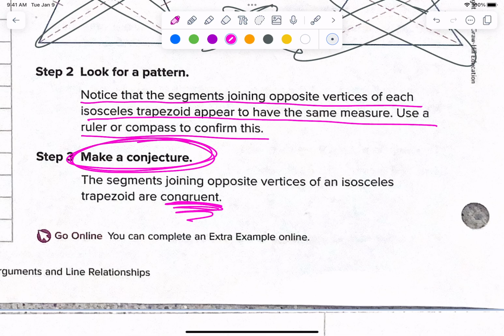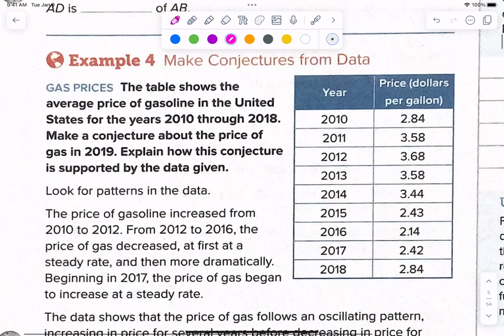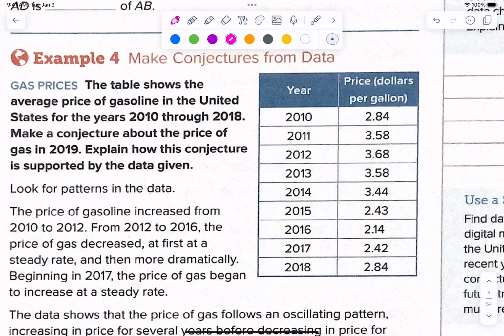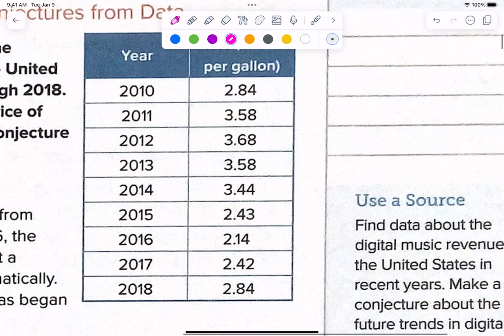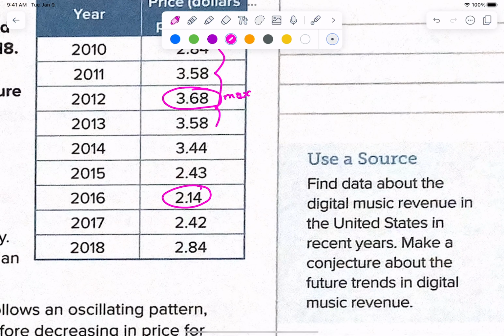Okay, questions about that? Let's move on to another conjecture. Example 4. The table shows the average price of gasoline in the U.S. from 2010 through 2018. This makes me so sad. It got up to $3.68 in 2012. Yikes. What happened then? I don't know what happened that year. Anyway, it went up, then it went up again, and then it went back down again. So at $3.68, this is like a maximum amount. Then it's going back down and down and down, and then it hit a minimum amount. And then it's going up and up and up, right? They want us to make a conjecture about what it would be in 2019.